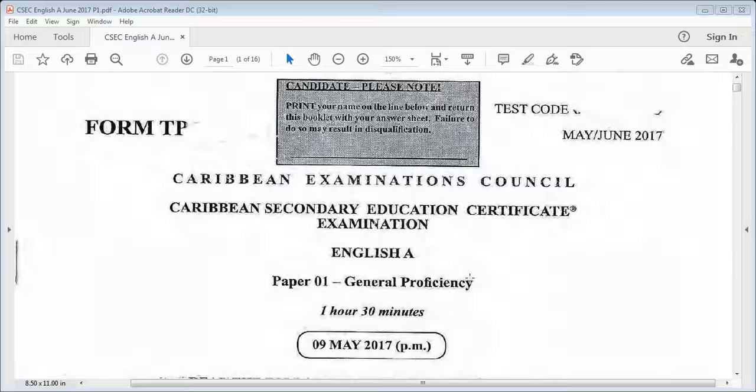Today we'll be doing the CSEC English A, May-June 2017, paper 1.